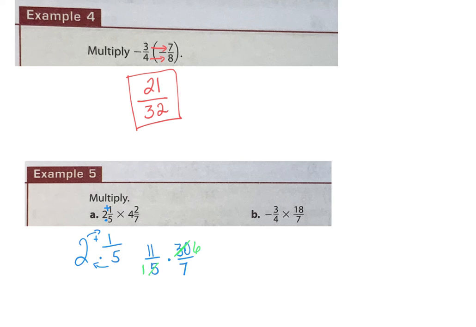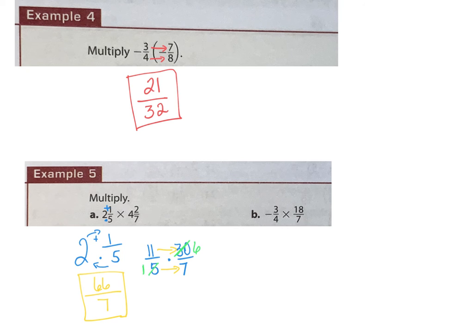And now I can just multiply straight across. 11 times 6 is 66. And 1 times 7 is 7. 66 over 7 is your answer. You can change it to a mixed number if you want to, but you can leave it like that. That is reduced as much as it will go. All right? So 66 over 7.